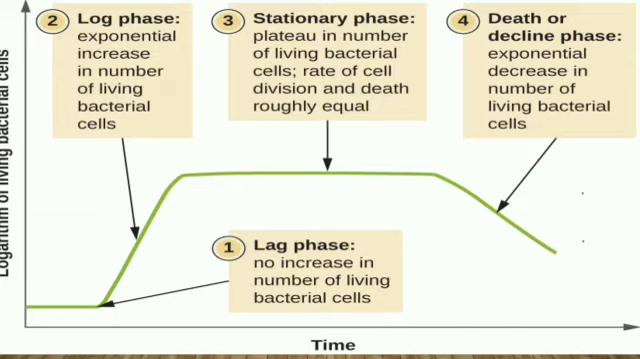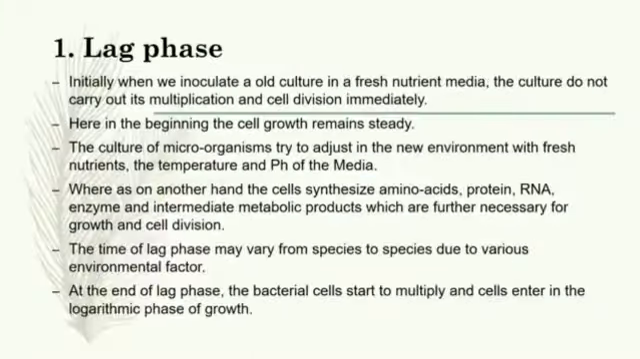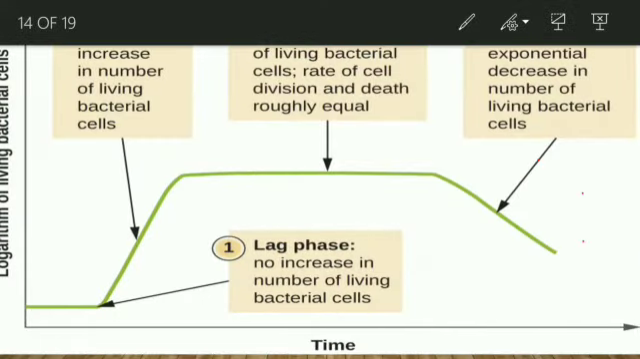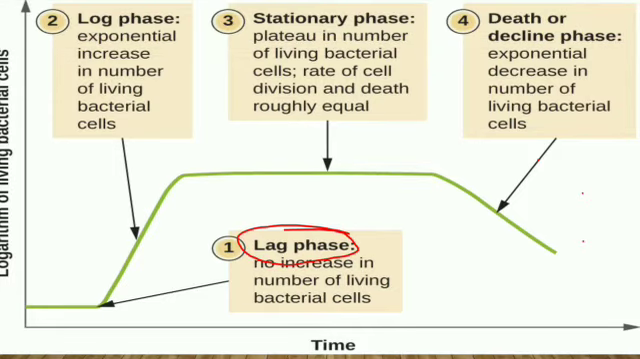As I told you, while you are observing every hour or half an hour, you will be able to see 4 phases. The first phase is called lag phase. What is the next one? Log phase. What is the next one? Stationary phase. The last one is the death or decline phase.